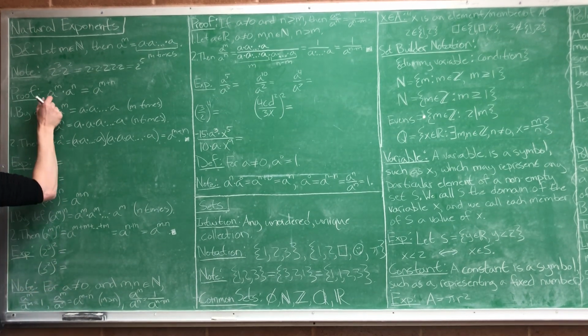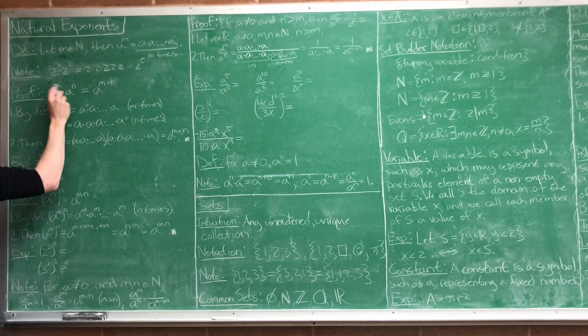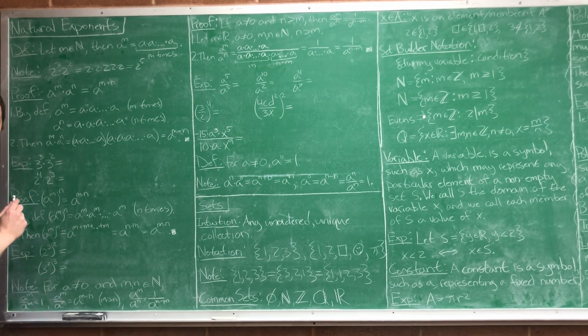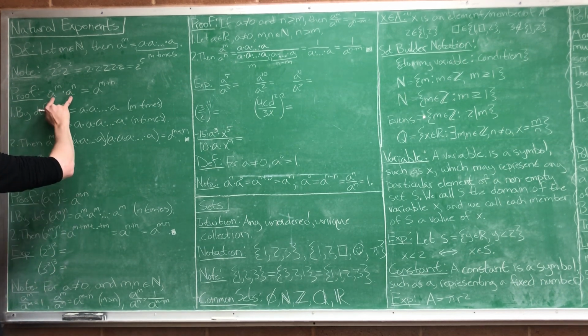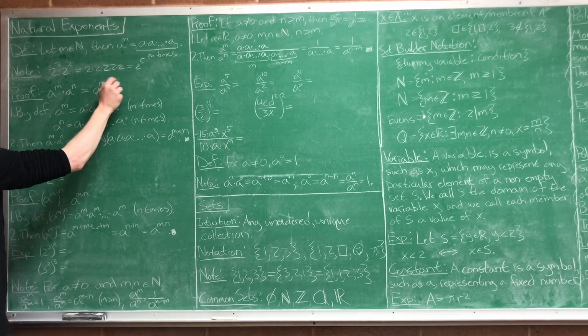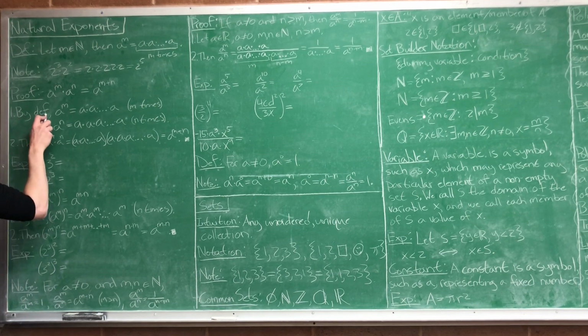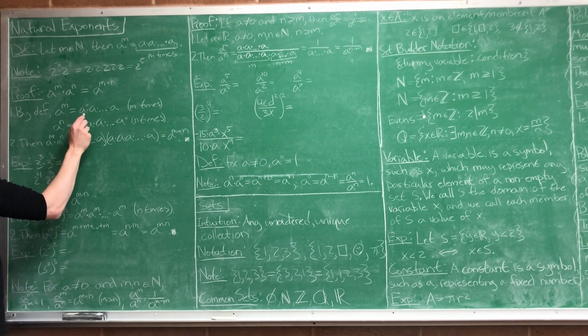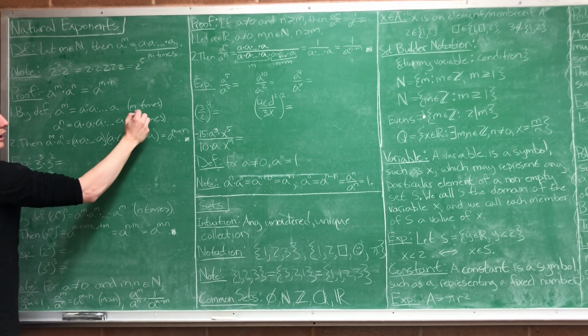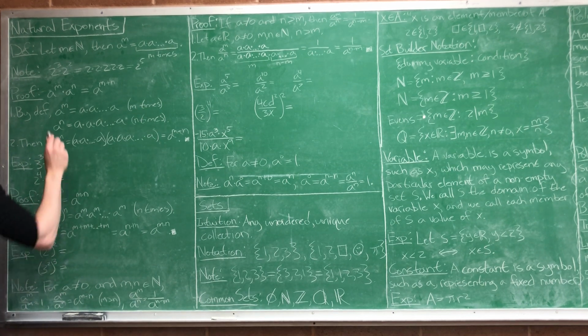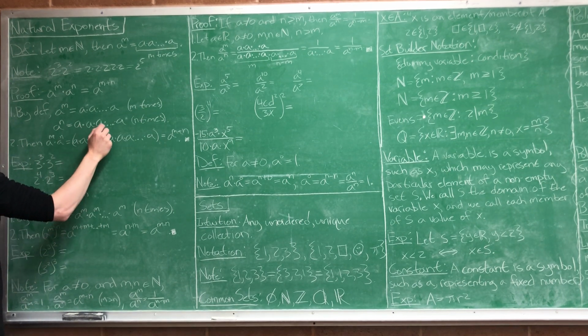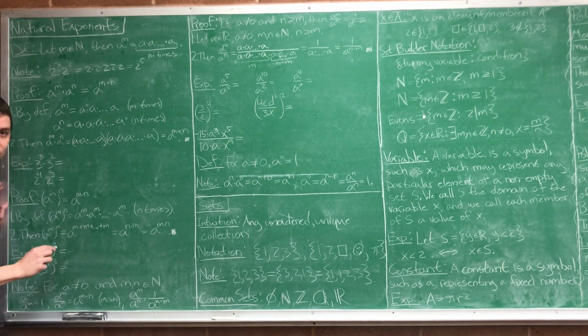So notice that we have an a here and an a here, but this a is to one exponent, and this a is to another exponent. When we take the product of those two, it's the same as a to the m plus n. So we'll prove that real quick. By definition, a to the m is equal to a times a times a, m times. And a to the n is equal to a times a times a, n times. Right?